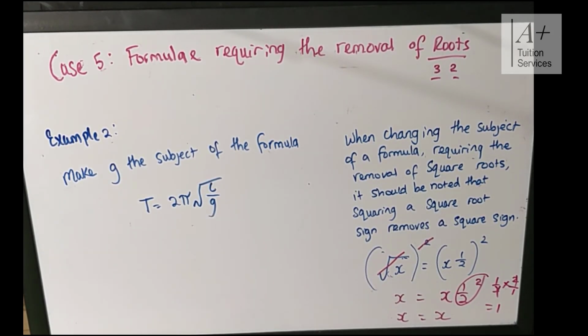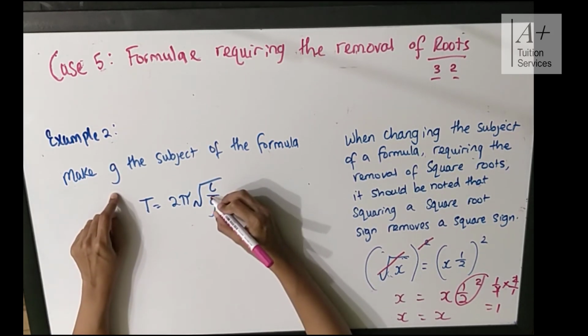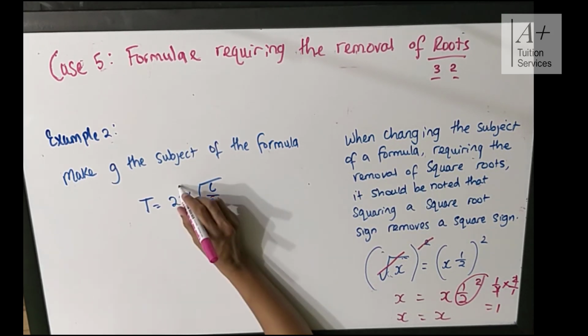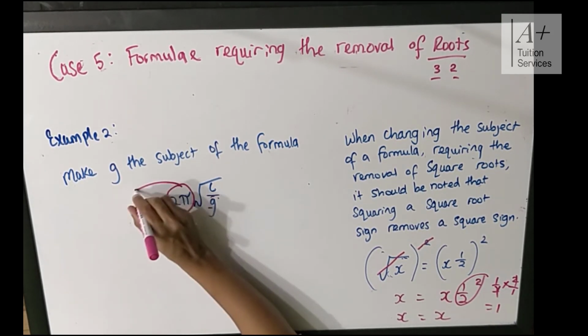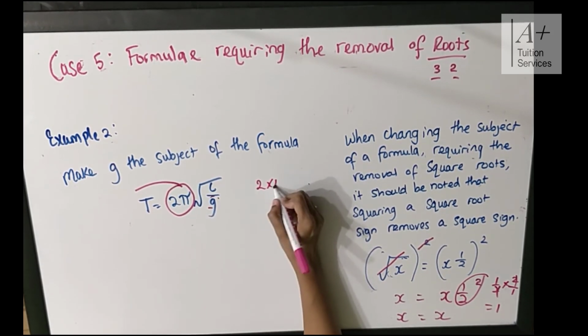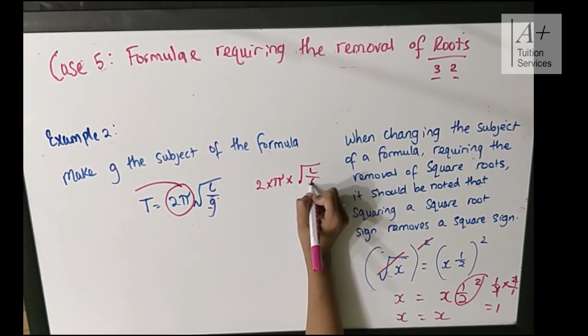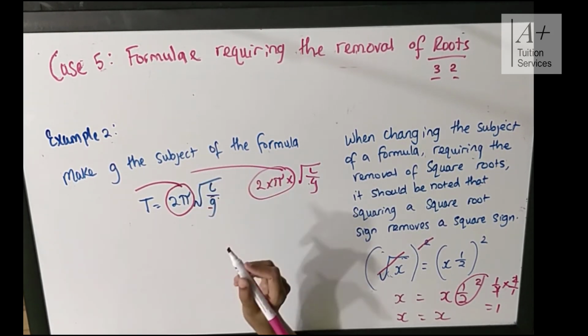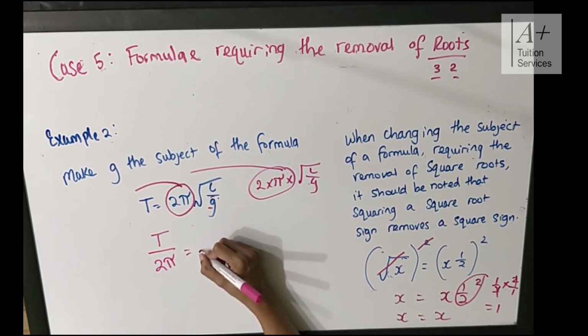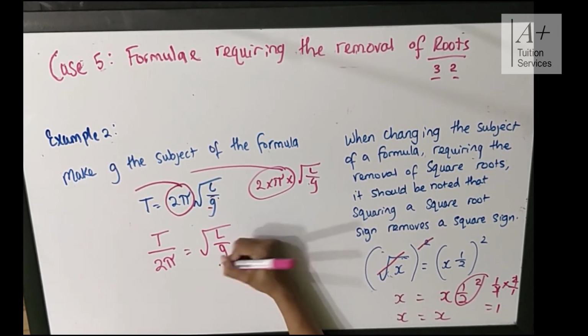Again, very easy. It just looks difficult, right? So we want to make this little g here the subject. So we need to get everything away from this g as much as possible. So we will start firstly by moving the 2 pi. And 2 pi means multiply: 2 multiplied by pi multiplied by the square root of L over G. So this will go across now and become divide. So T divided by 2 pi is equal to the square root of L over G.